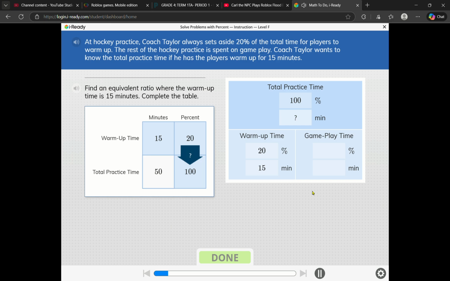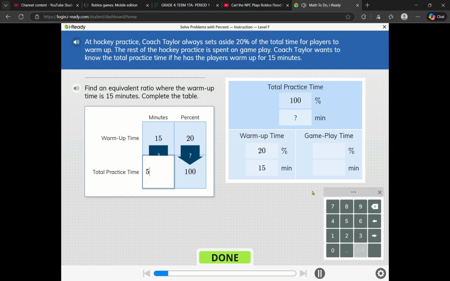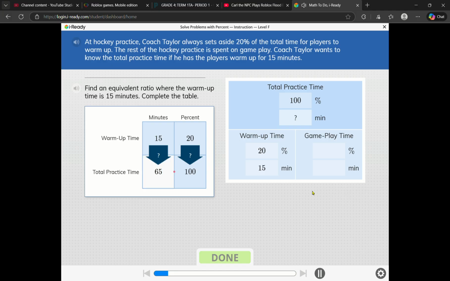20 times what number equals 100? Multiply 15 by the same number. 20 times 5 is 100, and 15 times 5 is 75. When the warm-up time is 15 minutes, the total practice time is 75 minutes. 20% of 75 is 15.